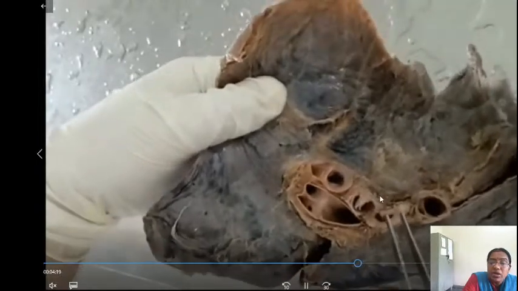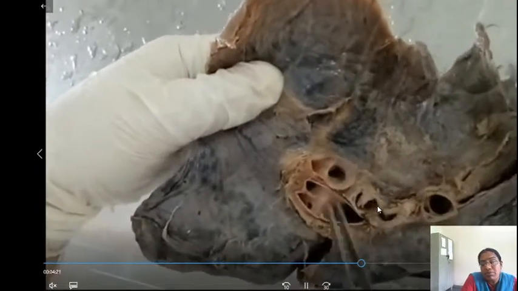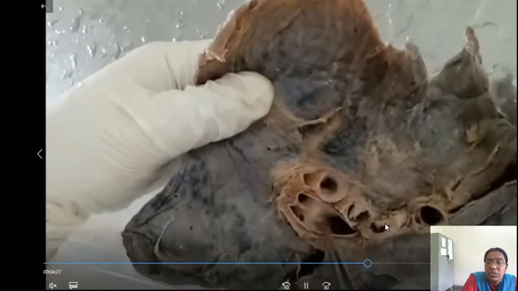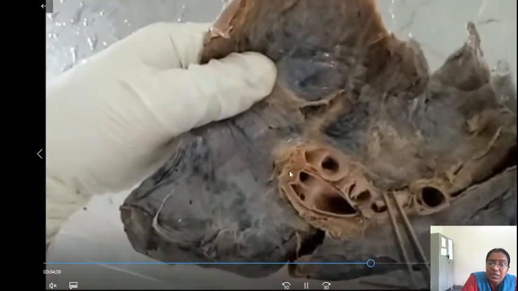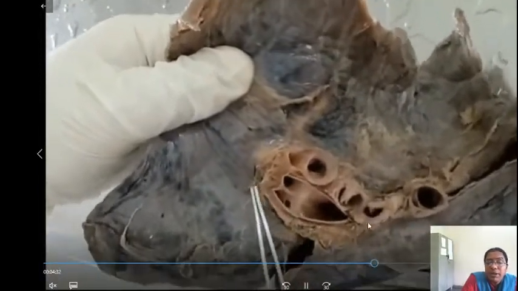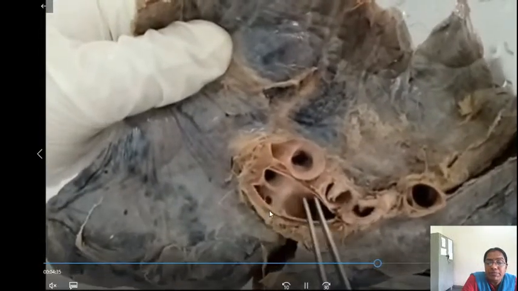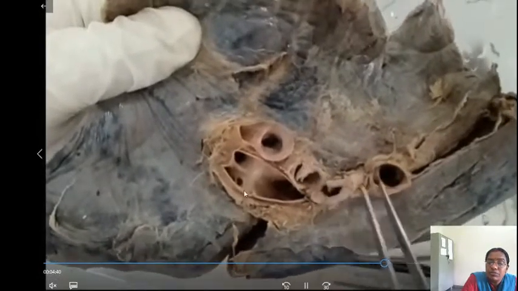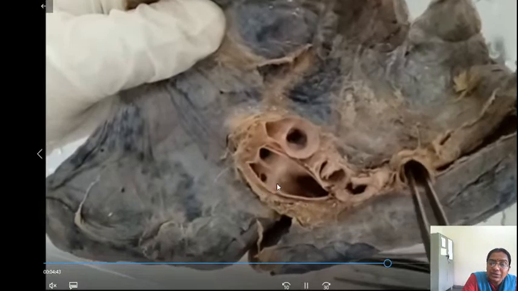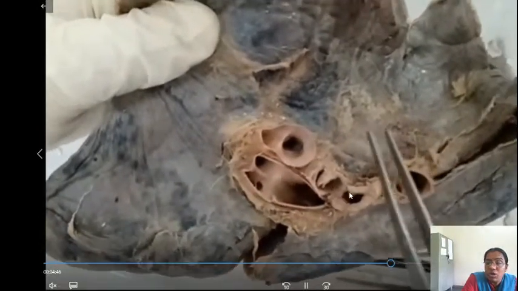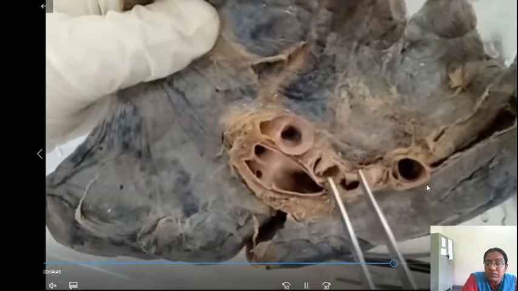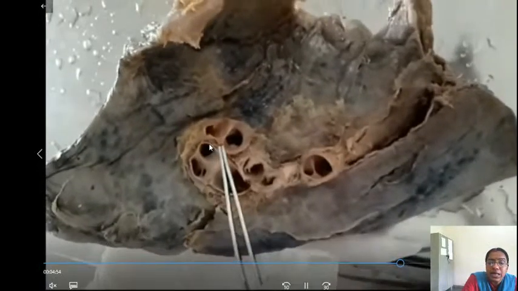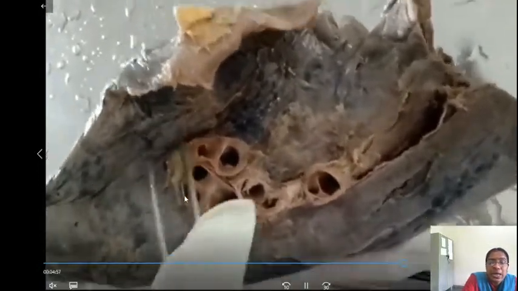So within the hilum, the root of the lung, some structures will be coming and going out. These are the veins, superior and inferior pulmonary vein. This is the left principal bronchus. The artery is the pulmonary artery. So in the left lung, from above downwards, it is pulmonary artery, bronchus and vein. But in the right, it was bronchus, artery and vein. But here it is artery, bronchus and vein. Do remember this part in the hilum.